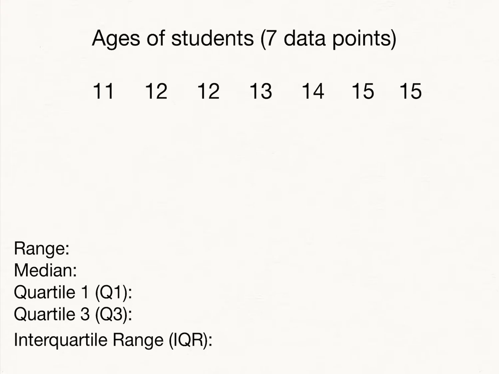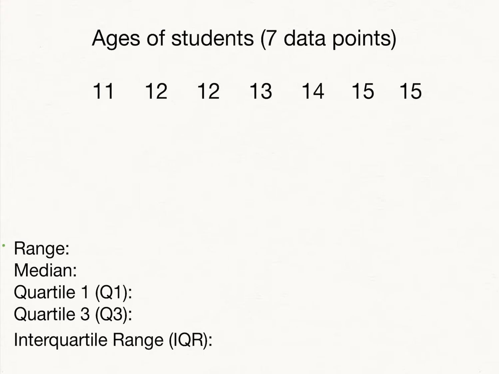Today we're going to be looking at not just measures of central tendency, but also some measures of spread. In the last video, you had a set of 6 data points with ages of students. Now I'm going to give you some examples of data sets with more data points. This is the same data set as before, except that I added another 15 at the end. And we're going to find all the same parts.